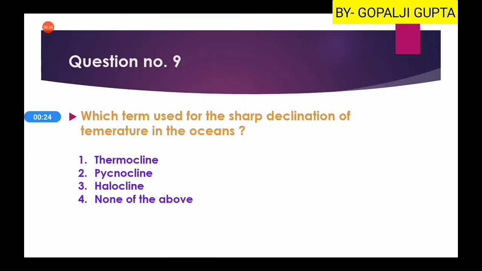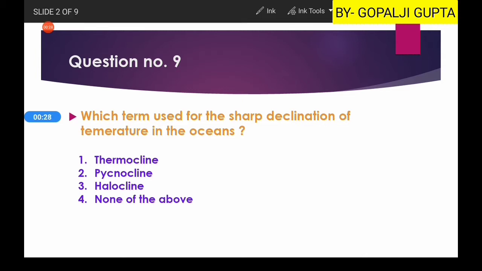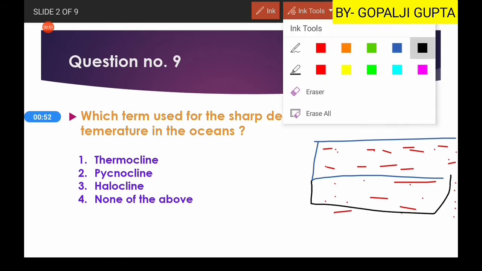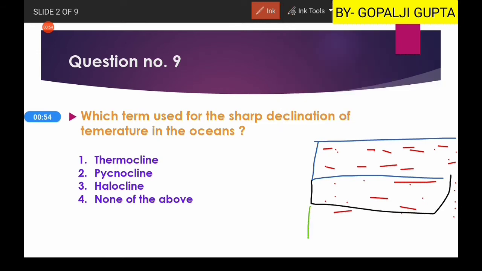Which term is used for the sharp declination of temperature in the ocean? So within the ocean, temperature changes with depth. In the upper part of any ocean, the temperature is more, and as we move downward, the temperature becomes lesser, lesser, and further lesser. So let me divide this whole ocean into three parts.